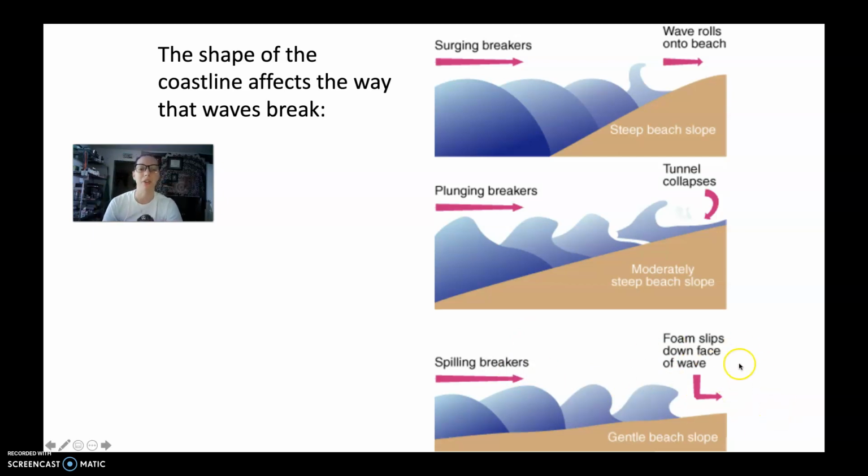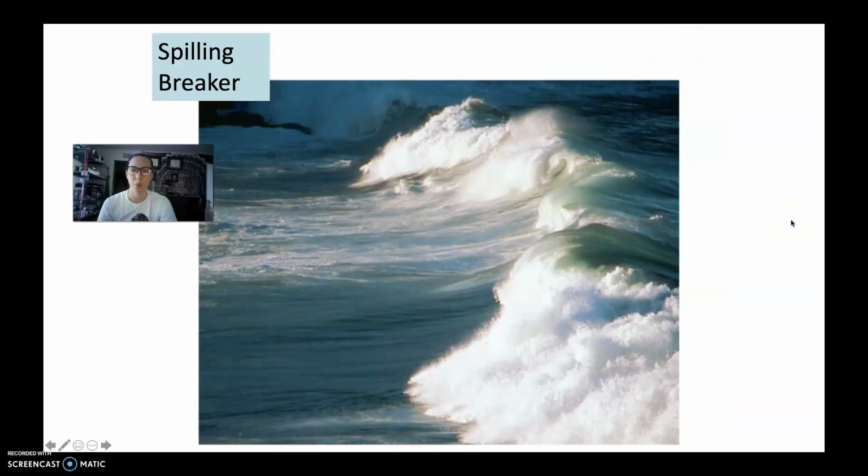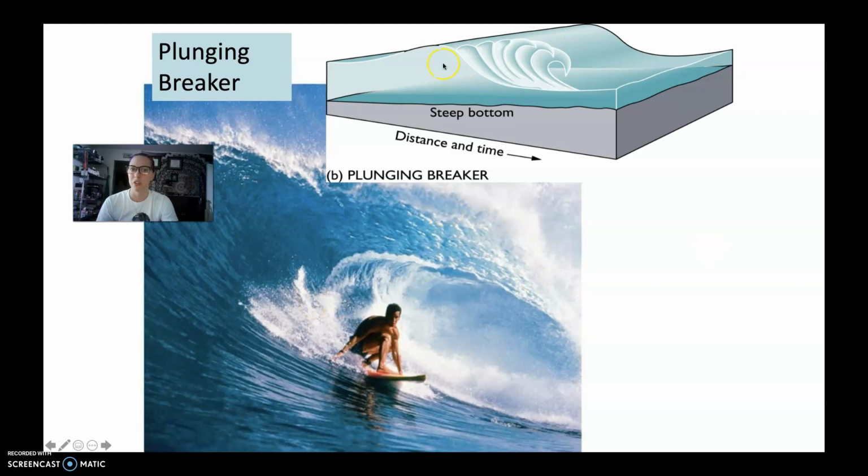Foam slips down the face of the wave. So next time you go to the beach, maybe try and determine what kind of waves you have there. And then here's just some pretty pictures of some waves. So these are spilling breakers. This is a plunging breaker, which is generally where you would see surfers.